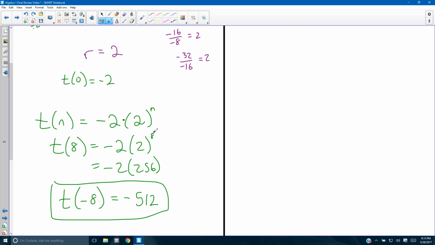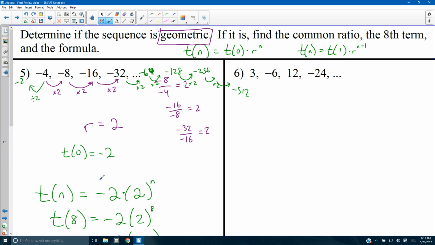Now see if this makes sense with this number. -2 is term 0, not an actual term in the sequence, but it helps me understand that to find the value of term 1, I have to multiply by 2 once. And term 2, I have to multiply by 2 twice. And term 8, 1, 2, 3, 4, 5, 6, 7, 8. So it looks like that's exactly what happened here. So I multiplied 8 times.